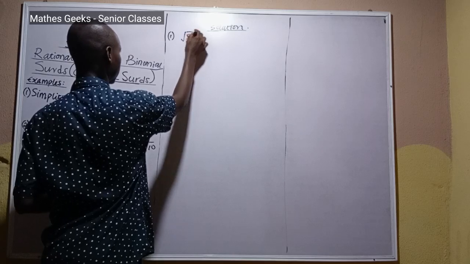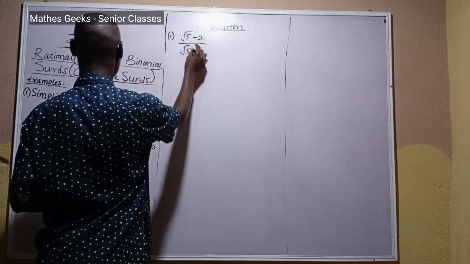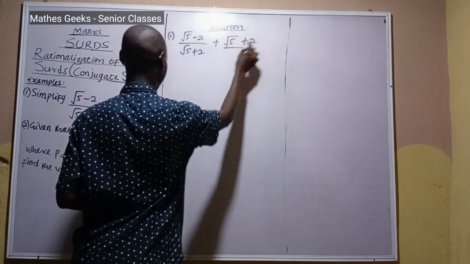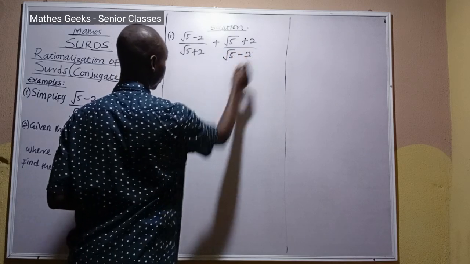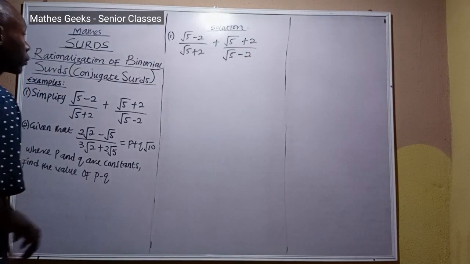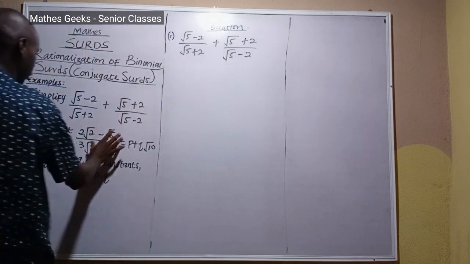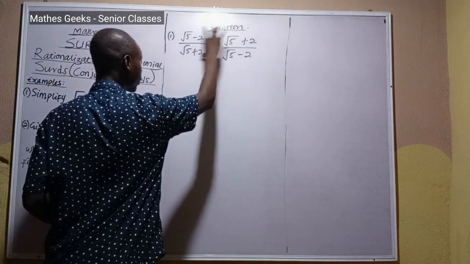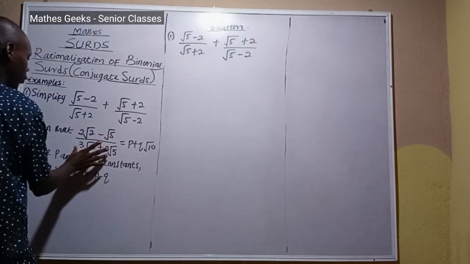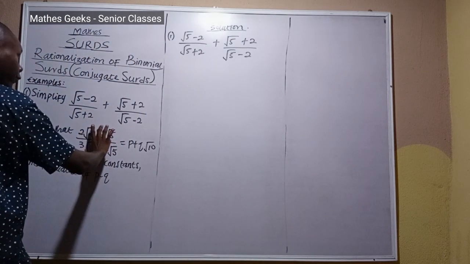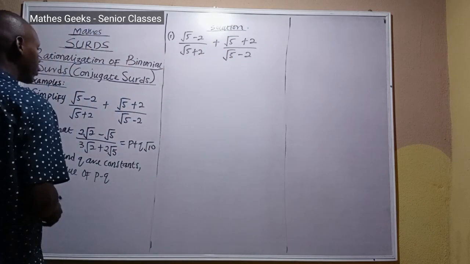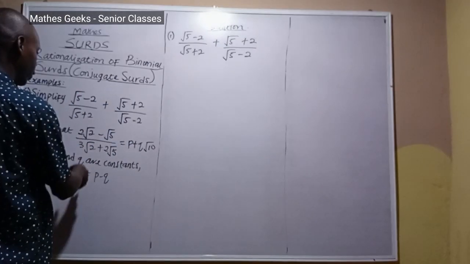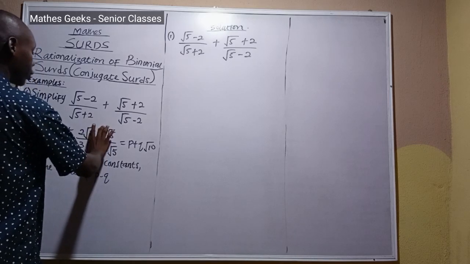Simplify 4 over root 5 minus 2, plus 5 over root 5 plus 2 (the fractions as written in the problem). This particular surd is different from a case like the previous one, because this one is made of two fractions, while that one was a single fractional surd. So our process of simplification is not going to be through rationalization, like the case would be for a single fractional surd.